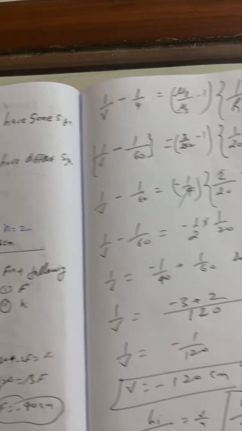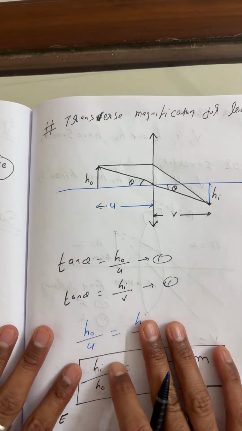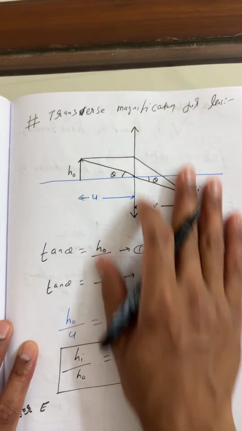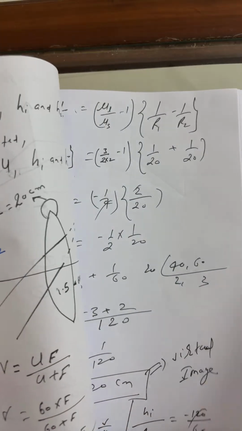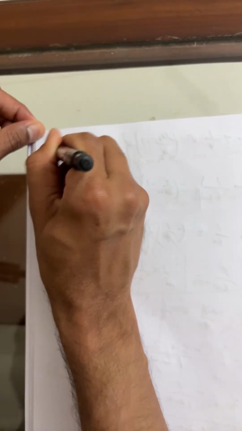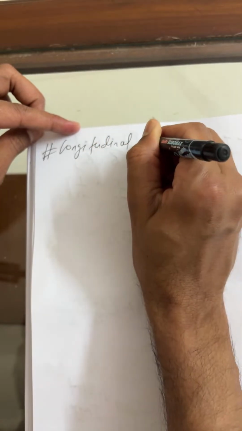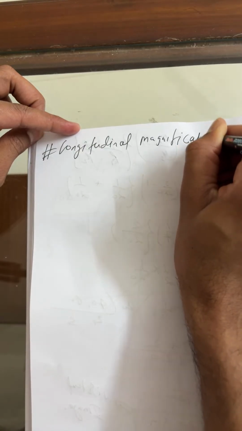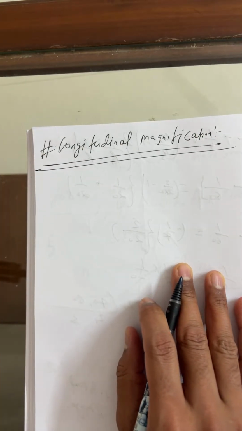Okay. So if you remember, there are two types of magnification in mirrors also. In lenses also we have two types of magnification. The first one that I taught is the transverse magnification. Next, students, I'm going to teach you the longitudinal magnification. Next one, this is longitudinal magnification.